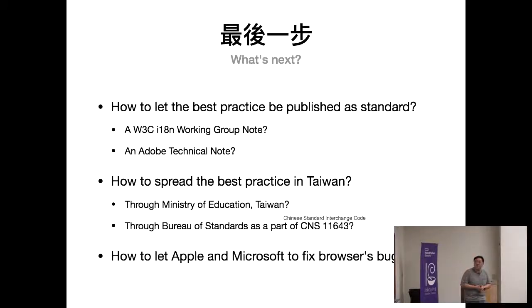for real usage. And how to spread the best practice in Taiwan? Through the Ministry of Education in Taiwan, they care about the rule, but they do not care how to use that on information systems and the web. And somebody told me the Bureau of Standards may be interested in publishing a side note of CNS 11643, as a Chinese standard interchange code, an interchange code for Chinese. It's related to Unicode, but only for the hand characters used in Taiwan.